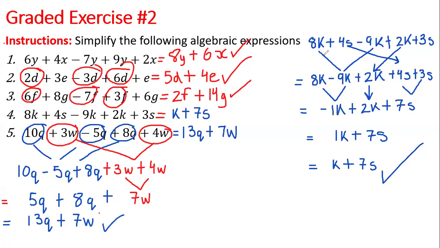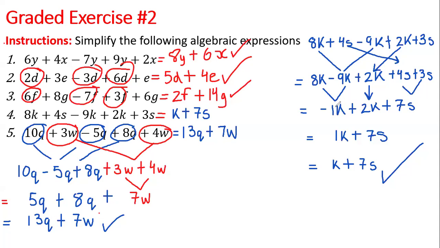So when we have 8K and 9K, we bring them together and then we have the 2K, right? And then we do 8K minus 9K. What is 8 minus 9? One, but it's negative one, right? What is 4S plus 3S? 7S, good. And then what is negative 1K plus 2K?